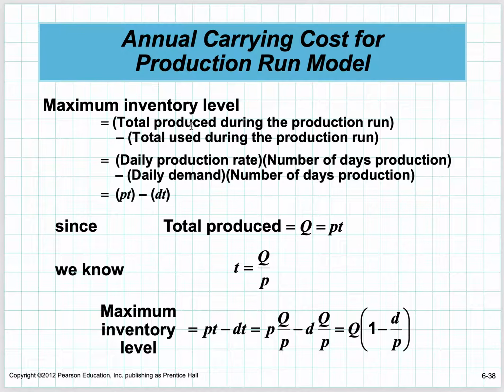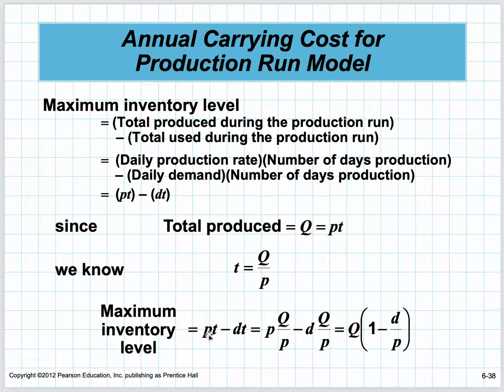Maximum inventory is the total produced during the production run, minus the total used during the production run. That's going to be your maximum inventory. So the daily production rate times the number of days of production is how much you're going to produce. Daily demand times the number of days of production, so that becomes PT minus DT. The total produced quantity is P times T, and the time is Q divided by P.